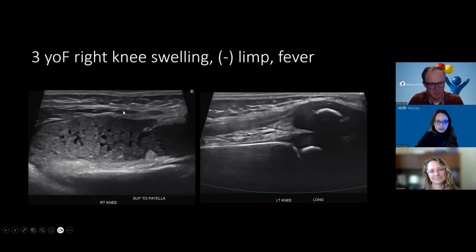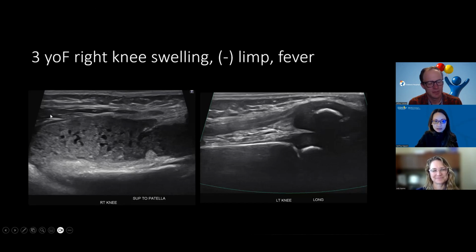So this is a 3-year-old female with right knee swelling. Interestingly, no limp, no fever, no limited range of motion. When we interrogated a little bit more about any kind of history of trauma, the parents said, well, she did throw a temper tantrum and was writhing on the floor. And I was like, that's every child. But after that, they did feel like there was a little bit of swelling. So, was it trauma induced? I'm not 100% sure. I just feel like that doesn't seem like the typical trauma.